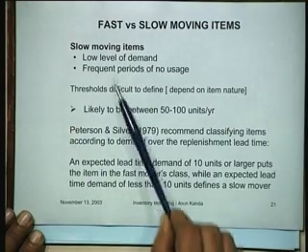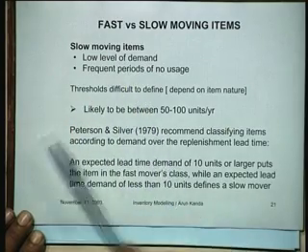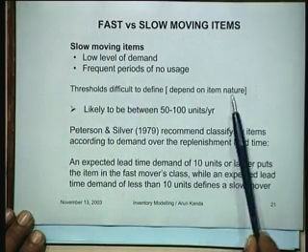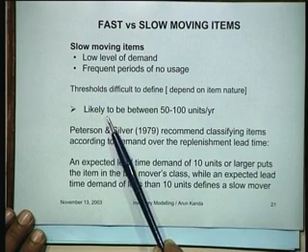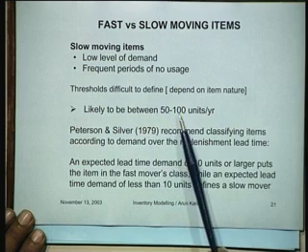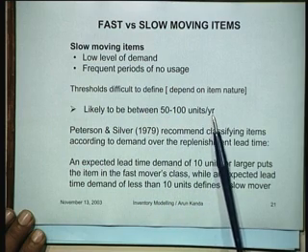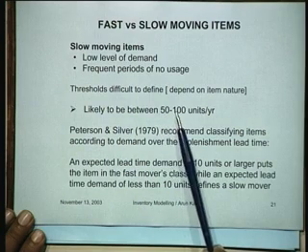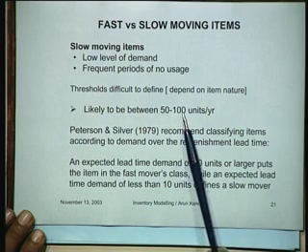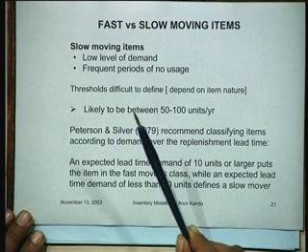And thresholds are difficult to define. What should be the threshold? These are dependent on the item nature, and normally in the literature it is said that the threshold is likely to be between 50 to 100 units per year. That means if your demand for an item is likely to be less than this, then it's a slow moving item, otherwise you can call it a fast moving item.